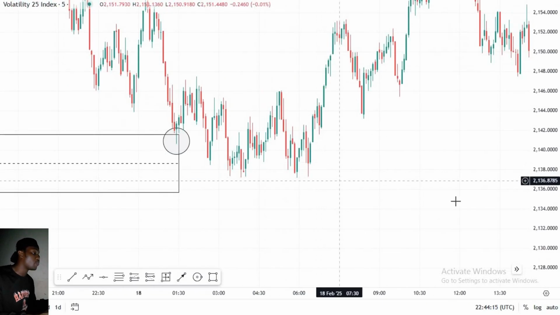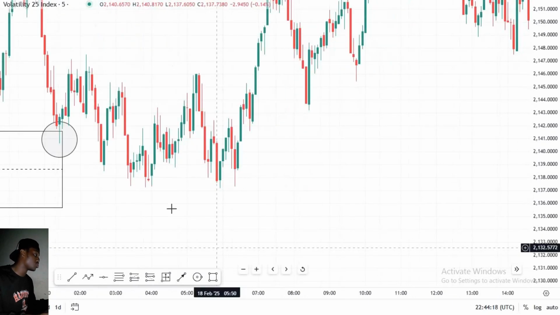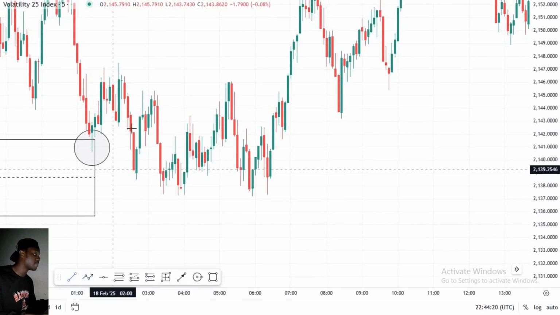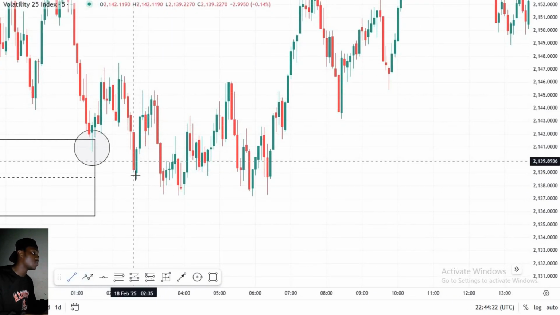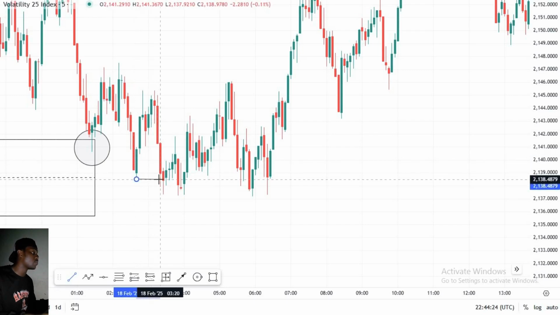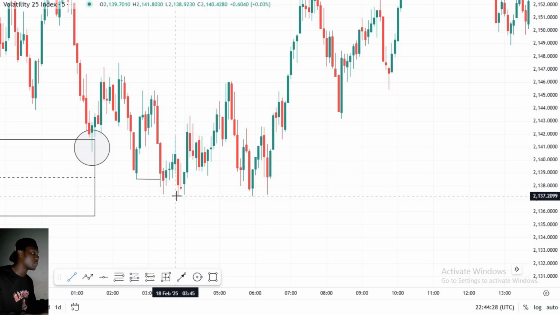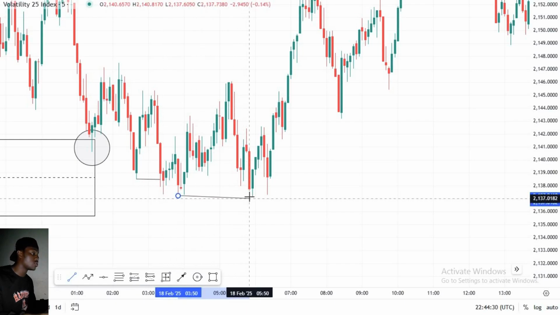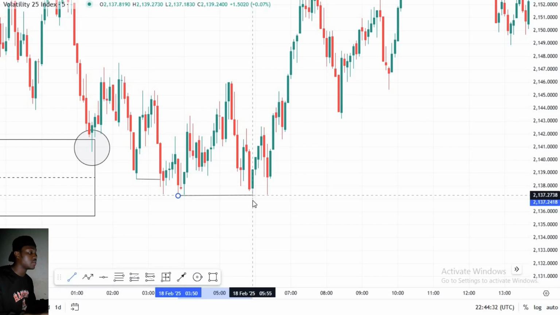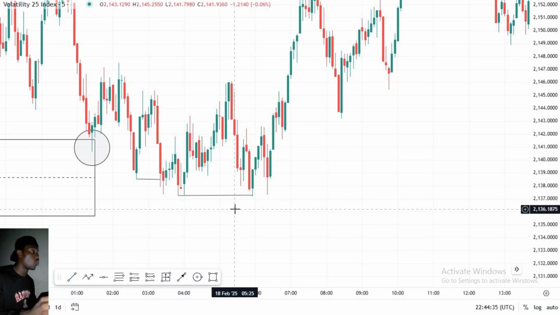Always pay close attention to the structure. So this is a high, this is a low. The market came and grabbed liquidity to the low. Again, it didn't grab this liquidity the way I wanted it, making this low an equal low.